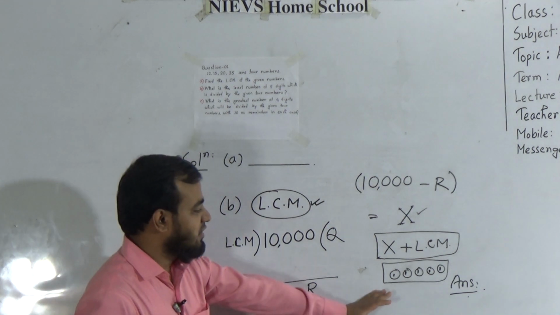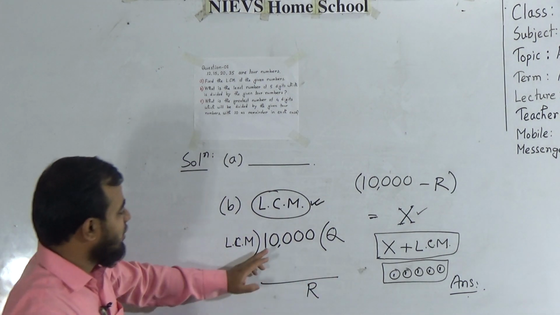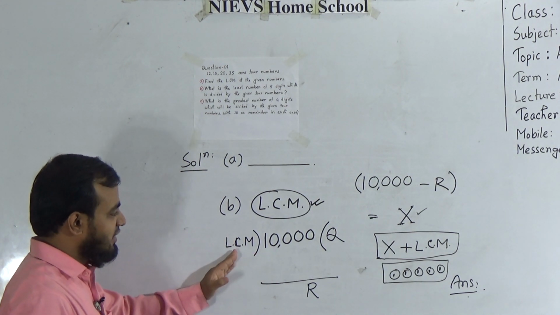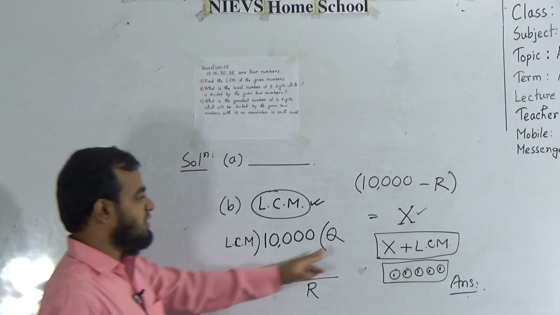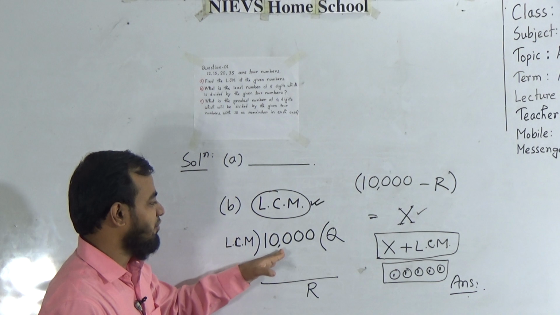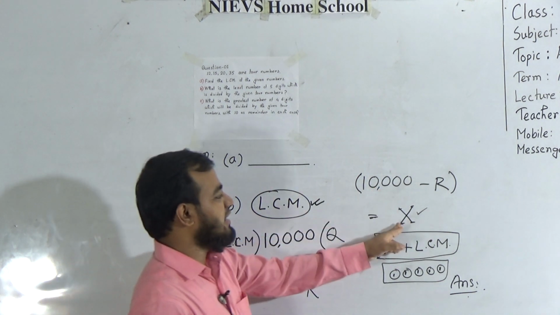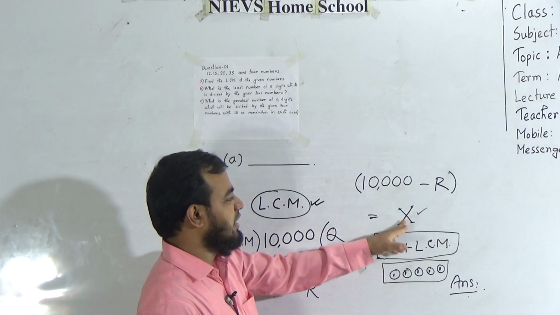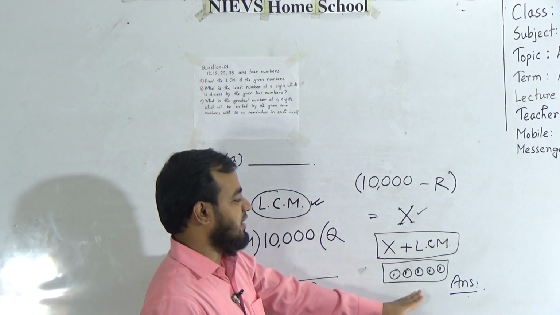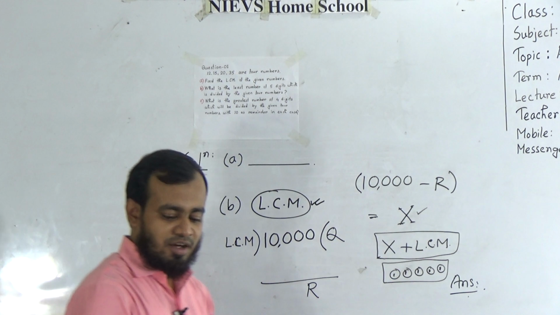To find this smallest 5 digit number, first of all write down the smallest 5 digit number, which is 10,000. Then divide it by the LCM. We will get a quotient and remainder. This remainder has to be subtracted from the smallest 5 digit number. We will get a number, suppose x. This x will be added to the LCM. Then we will get the required number. I think you have understood.